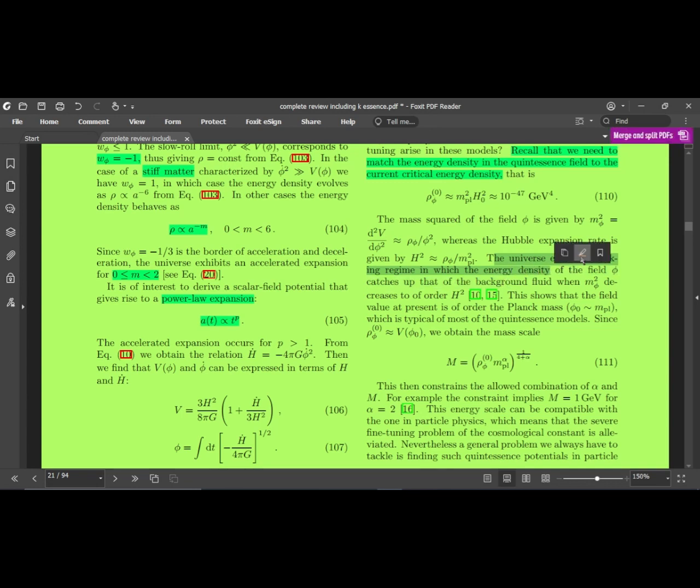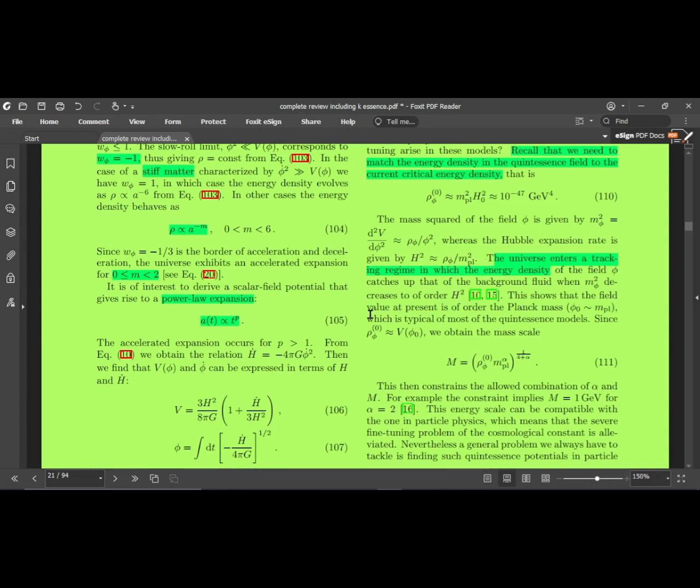So when the universe is tracking the background fluid solution, background fluid means that the solution happens to be of radiation type as well as matter type, therefore we are calling it a tracking type. It means that the field is basically tracking the background fluid, and if it is tracking the background fluid, it means that m_φ squared has to decrease up to H squared.